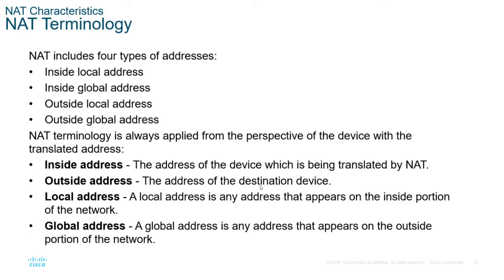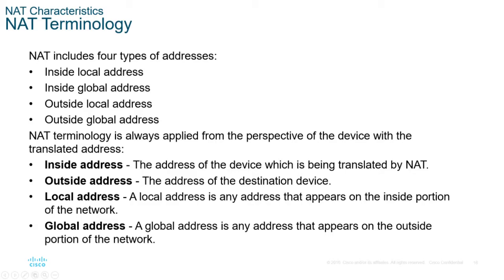There is some key terminology that we need to know in NAT that you'll see. NAT looks at four different types of address messages, and this is the proper terminology: inside local, inside global, outside local, and outside global. So what does this terminology actually mean?